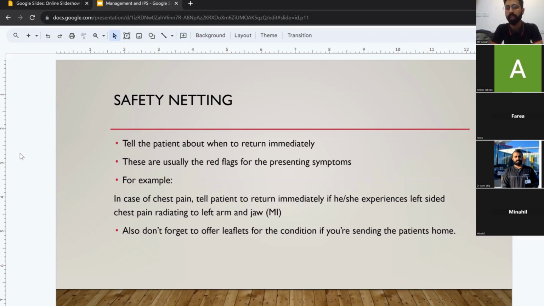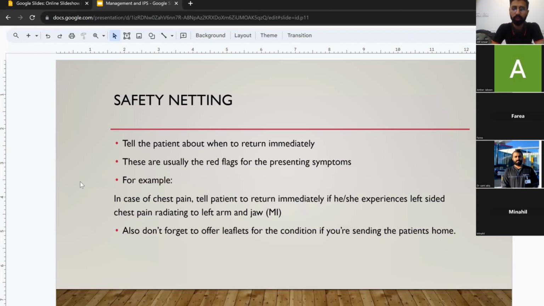If a patient is presenting with a headache, you will have to do the safety netting for weakness in any part of the body, any stiffness of the neck, any photophobia. You are safety netting them for meningitis, for any tumor of the brain. This is what safety netting means.